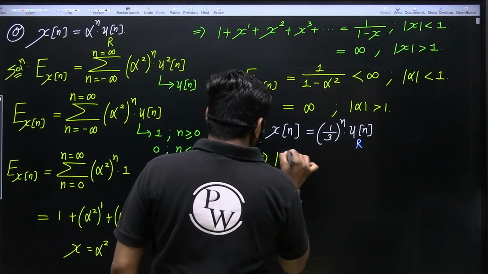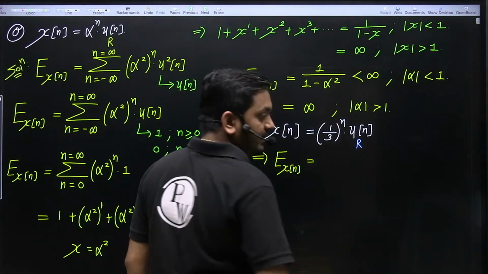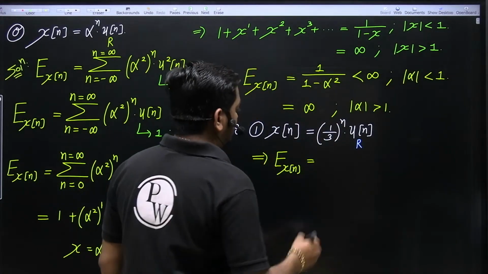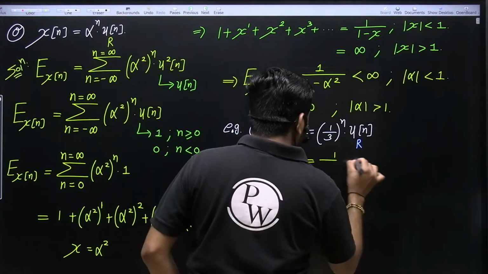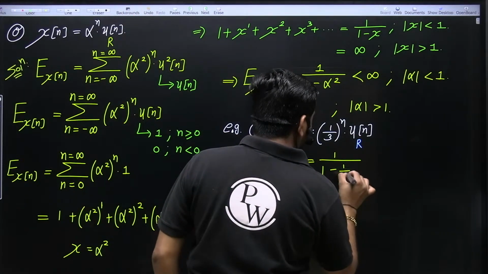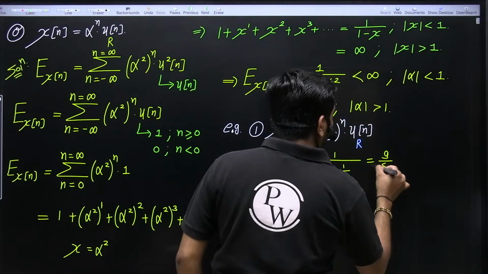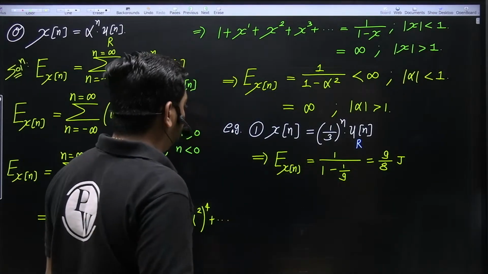As this is a decreasing function, the summation will be finite and the energy also finite. So in this case, the energy of this signal will be 1 upon 1 minus alpha square, and alpha is always less than 1. So 1 by 3 square is 1 by 9, and the answer is 9 by 8 joule in this case. Okay, 9 by 8 joule.